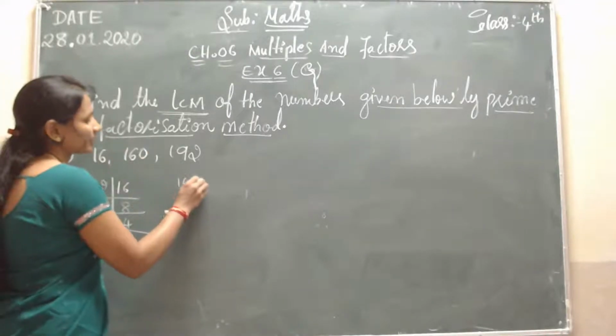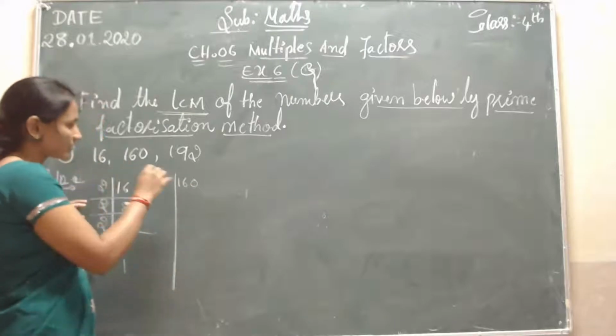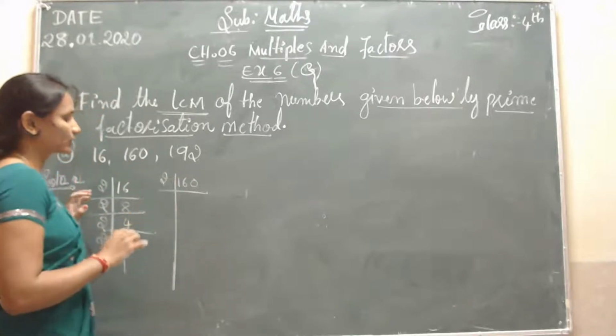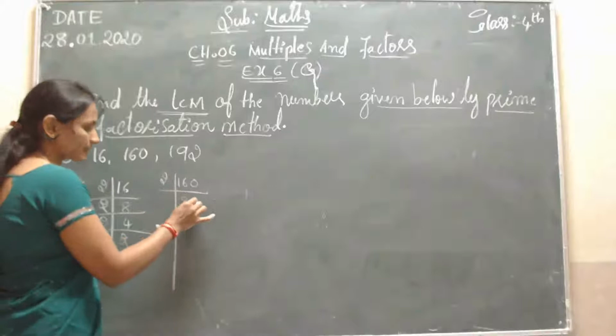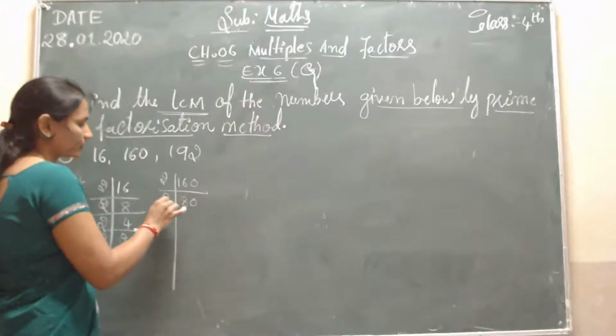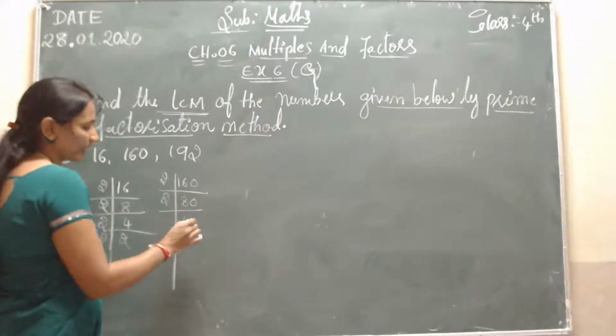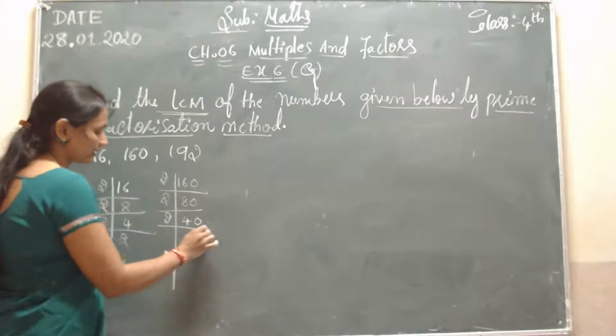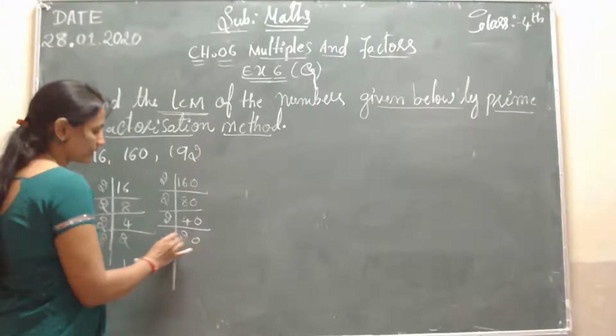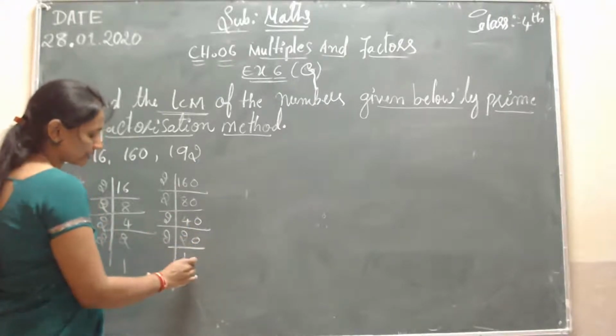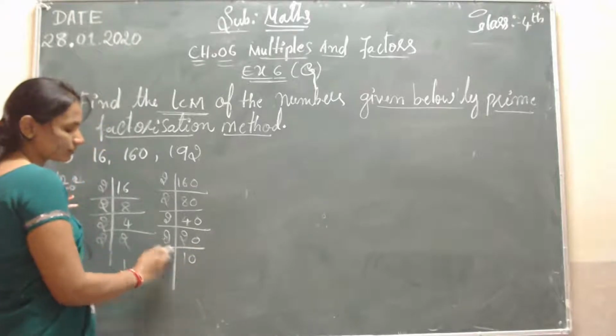Next you have to take 160. In the same procedure, you do division. 2 8s are 16, and 0 you write as it is. Next 2 4s are 8, and you write the 0. Next division: 2 2s are 4, 0. Next 2 1s are 2. You write 0 because 2 10s are 20.